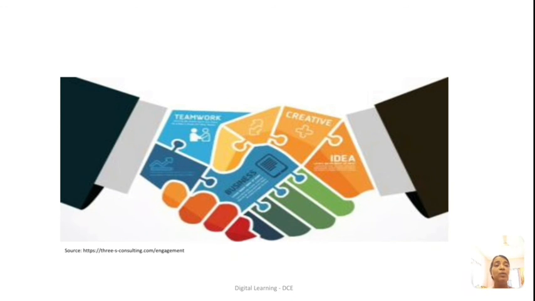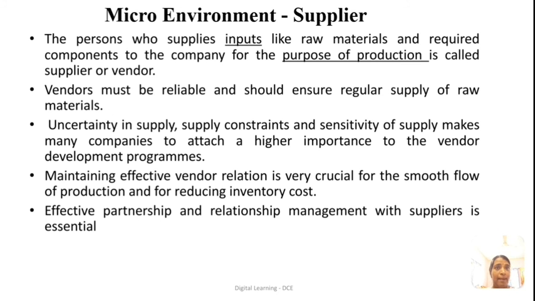Now, let us see who is a supplier. The person who supplies inputs like raw material and required components to the company for the purpose of production is called a supplier. He is also called a vendor. So the vendor must be reliable, he must be trustworthy, and he should ensure regular supply of raw materials. If there is no regular supply of raw materials, the production would halt, and the cost will be more to the company. So there should be a regular supply of raw materials.